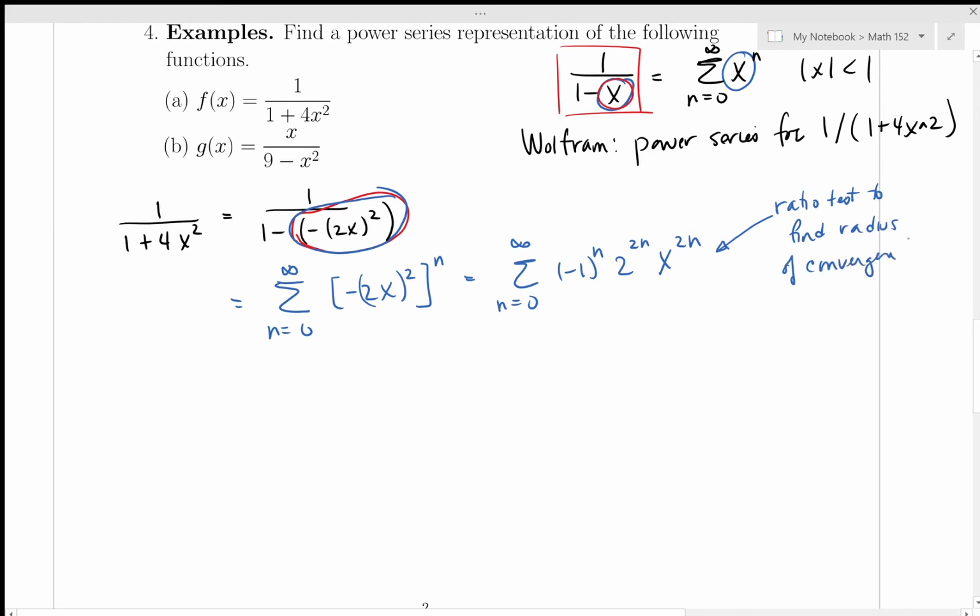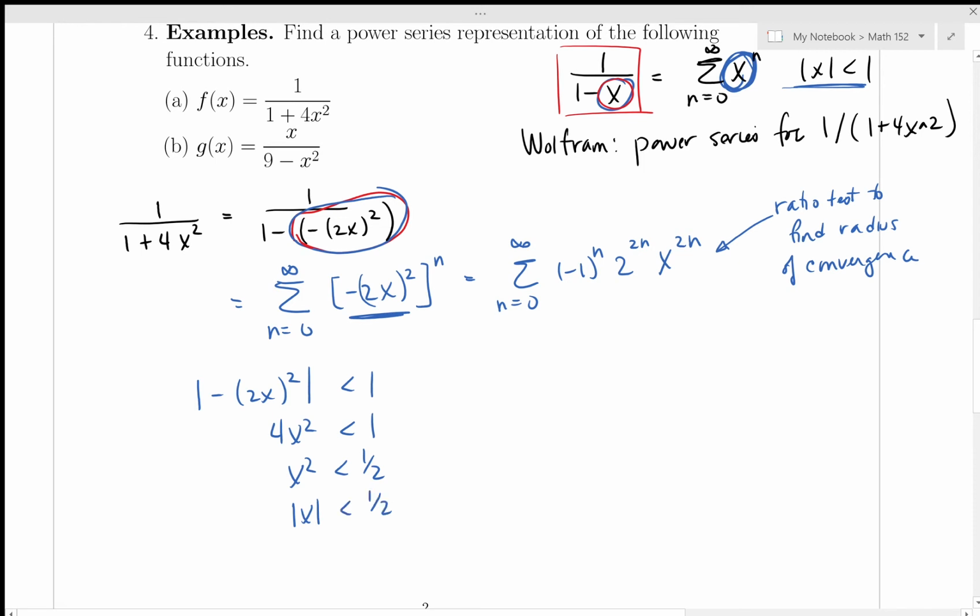Or I can also look at it this way, that I know that my x here needs to be less than 1, which means that my x here has to also be less than 1. That common ratio has to be less than 1. So I simply take a look at that. That has to be less than 1, which means that 4x squared has to be less than 1, which means that x squared has to be less than a quarter, which means that the absolute value of x has to be less than 1/2.